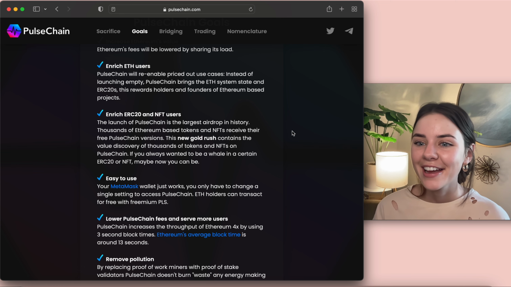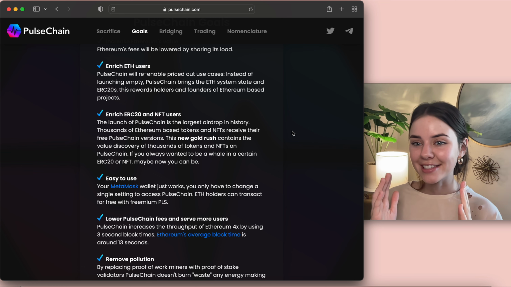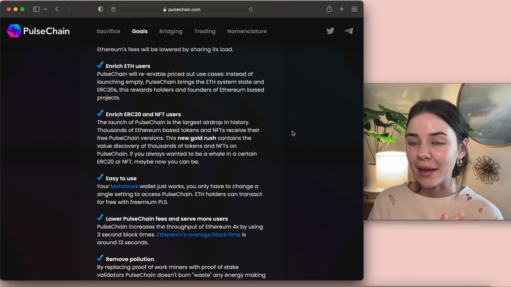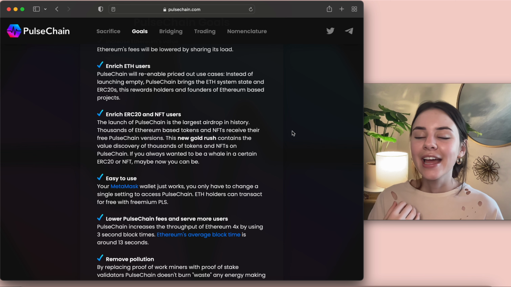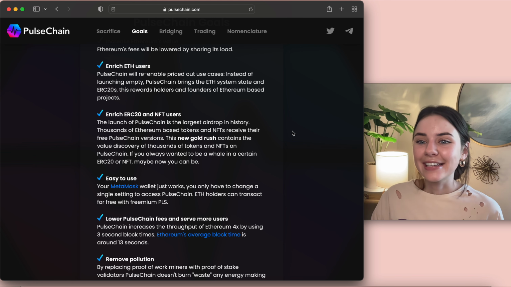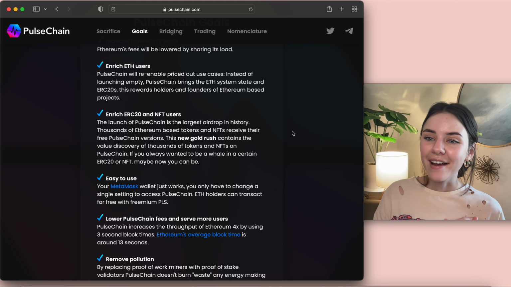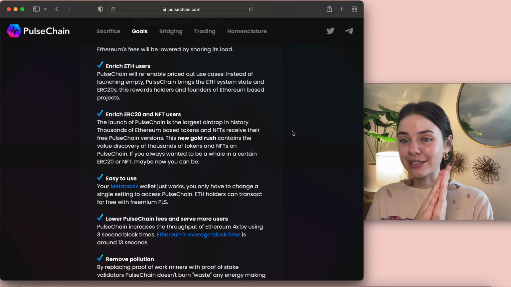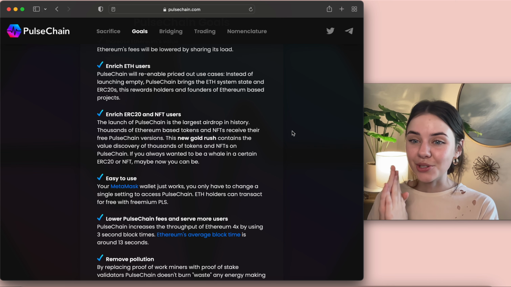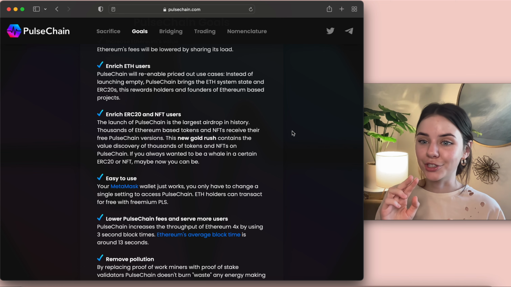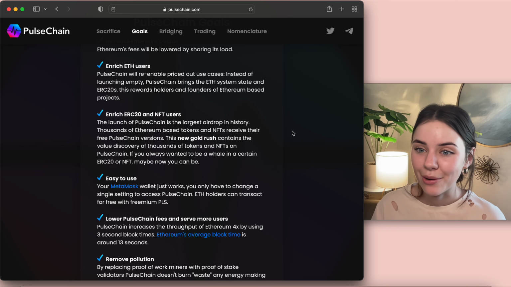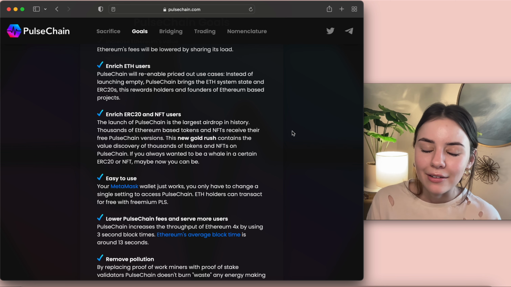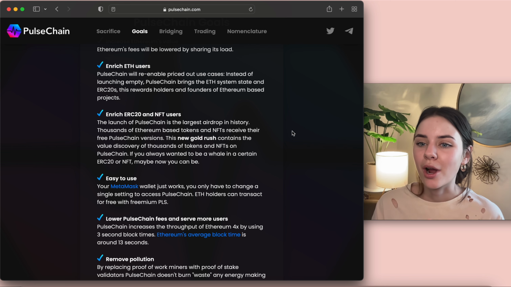So it's really cool. You have your tokens inside of a MetaMask wallet or any wallet. I personally use MetaMask. And what happens is with this airdrop, all of your tokens are going to be duplicated onto the PulseChain network. So it's just a screenshot of it and put over to the PulseChain network from Ethereum. So cool. It's the world's biggest airdrop.